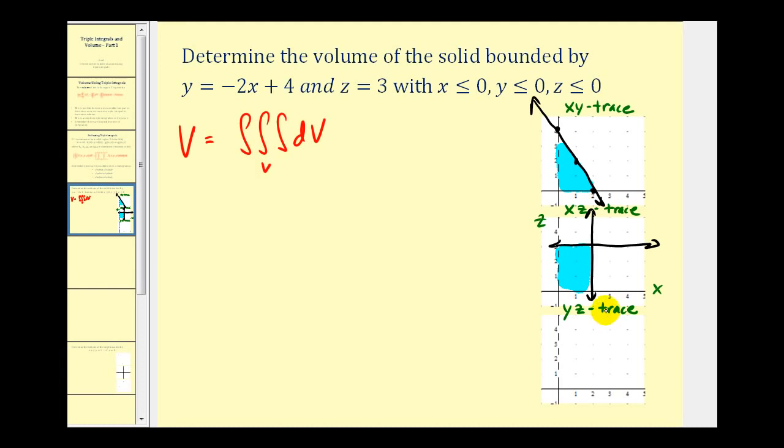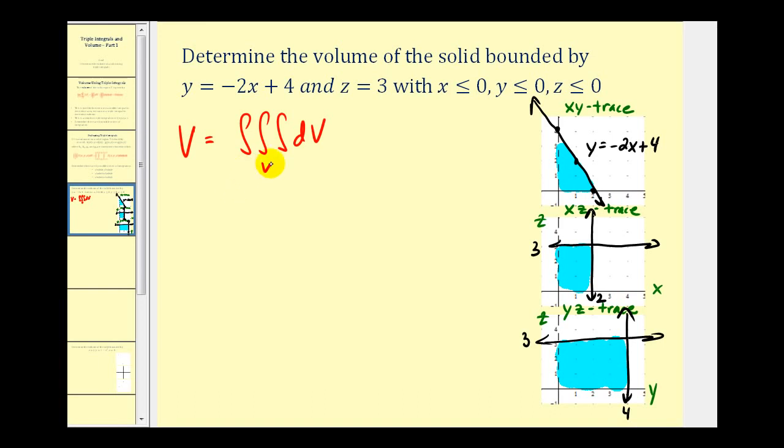And then for the yz trace, if we let this equal the z-axis and this equal the y-axis, if x is 0, we would have y equals 4. That would be this line here. Again, this is the y-axis. Z is equal to 3. And again, both y and z are positive. This would be the area of the yz trace. And these will help us determine the limits of integration.